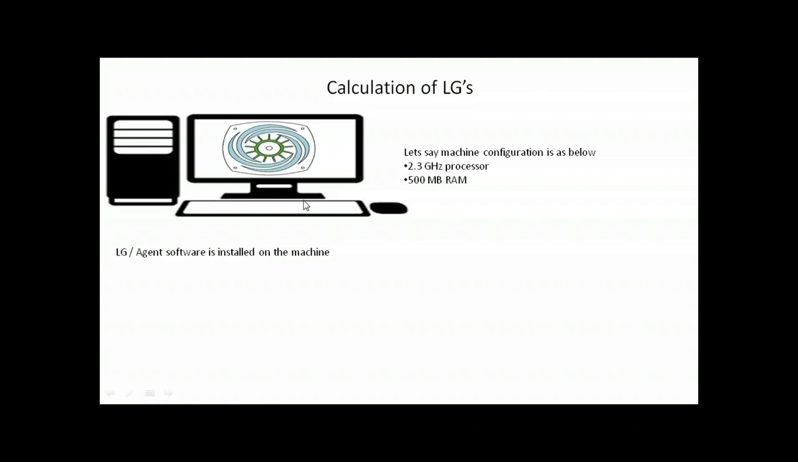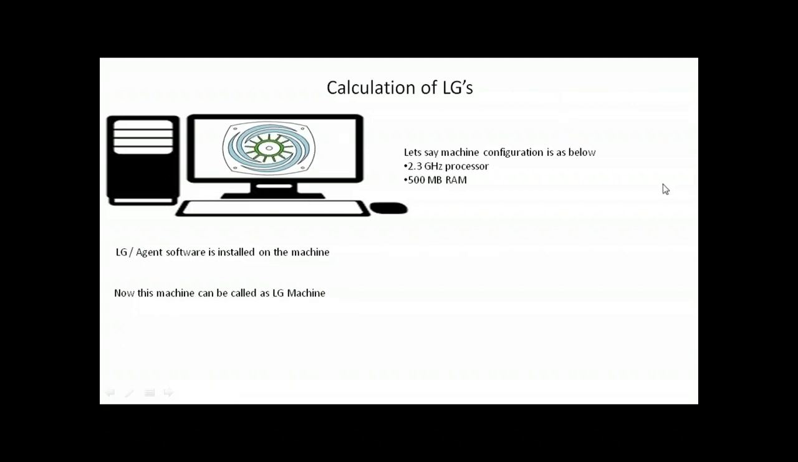Just for the discussion purposes, the machine on which this LG software is installed, let's say it's a 2.3 gigahertz processor and a 500 MB RAM. Okay, now nobody is using a 500 MB memory, but let's say it's a 500 MB memory. Now you install this LG software. Now this machine is called what? LG machine.